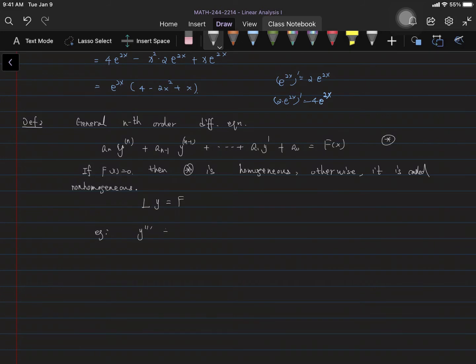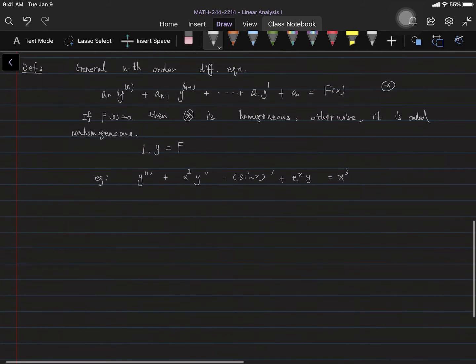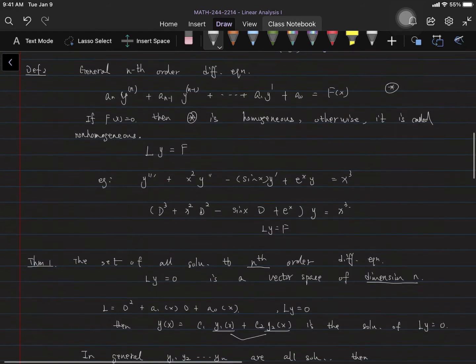Y to the third derivative, x squared times the second derivative, e to the x times y, which is x cubed. Okay, for this one, we can write this in operator way. It's going to be d cubed plus x squared d squared minus, sorry, here, y prime, so it should be sin x d, and e to the x y equals x cubed. So you can see this is the Ly equals f form. Okay, operator way.